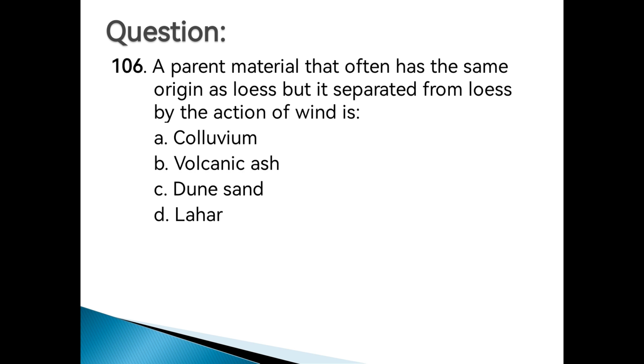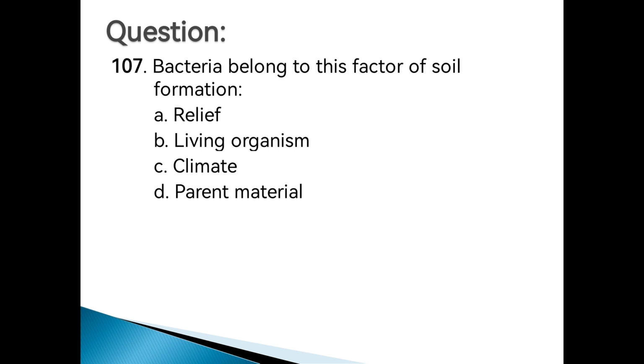Question 106. A parent material that often has the same origin as loess, but is separated from loess by the action of wind is A. Colluvium, B. Volcanic ash, C. Dune sand, and D. Lahar. The correct answer is C. Dune sand.